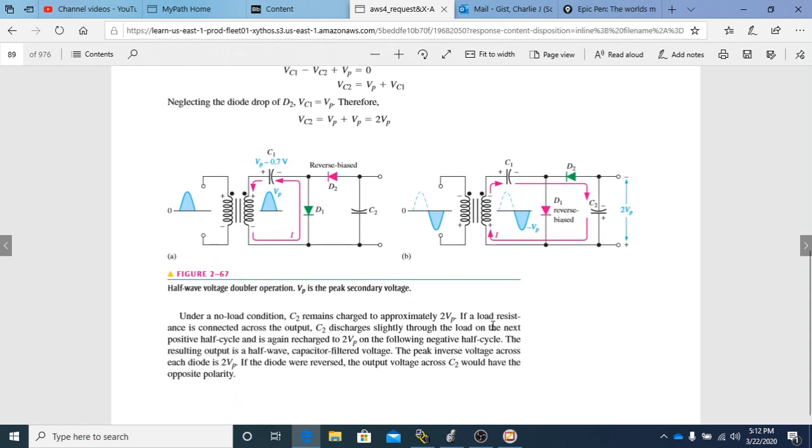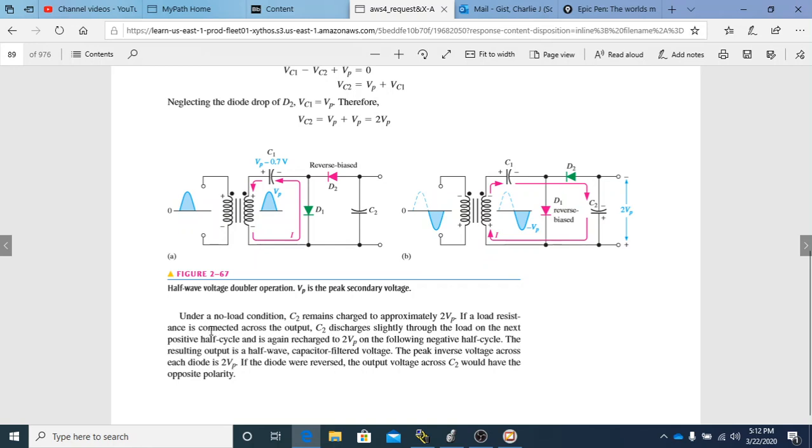So as we go down to the bottom, and we're still on this half-wave voltage doubler, it says under a no load condition, which means there's no load here on the output side, C2 remains charged because C2 can only dissipate if there's a load, some type of resistance to where it can dissipate. So because there's not, it would be charged to approximately that 2 VP.